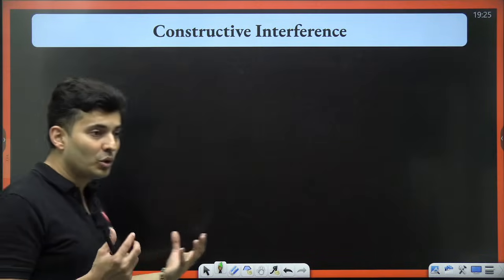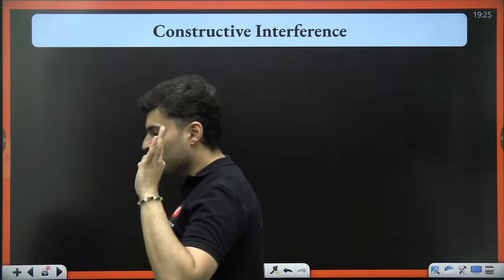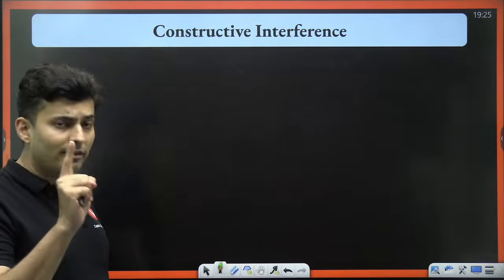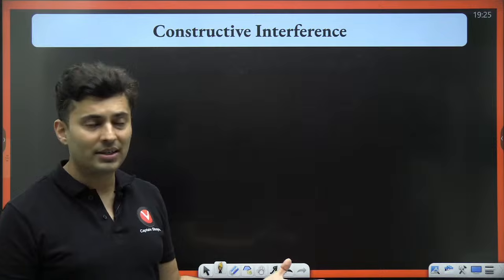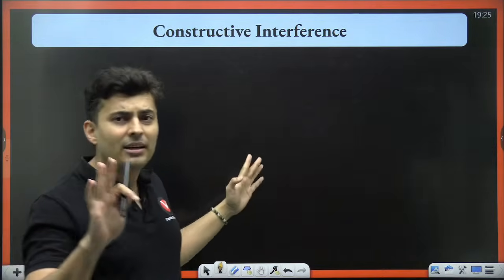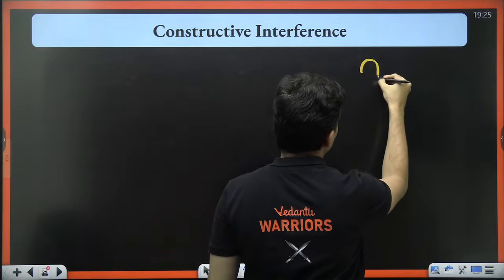Now, let's go to the two special cases. They are constructive and destructive interference. Observe this carefully. Now, I'm going to show a very important thing. Not many people show this to students, but I feel that you need to visualize this, else you might find some difficulty. Observe carefully now.